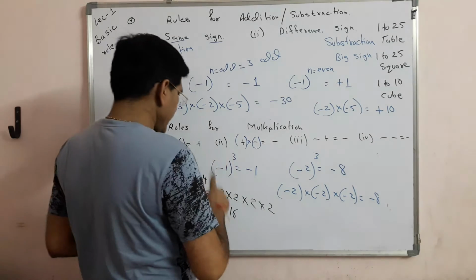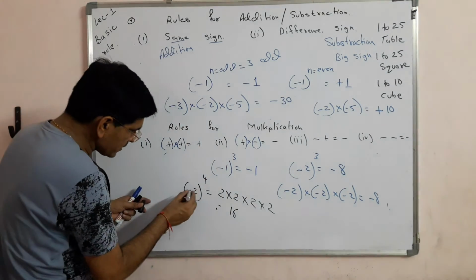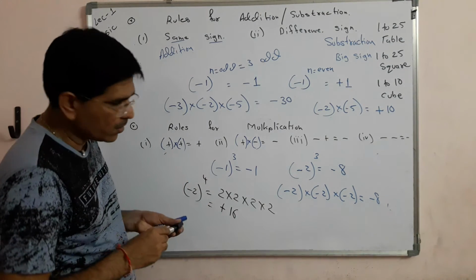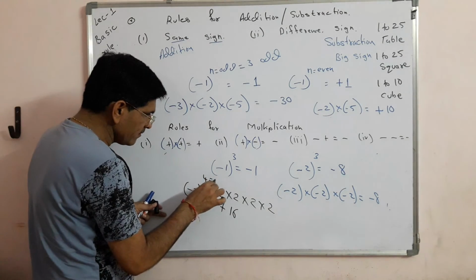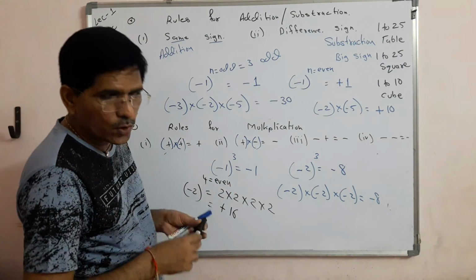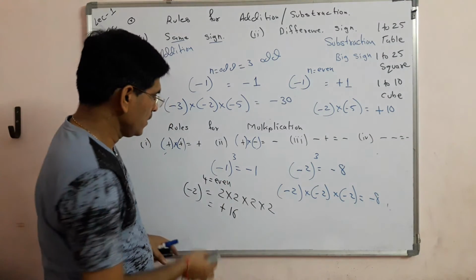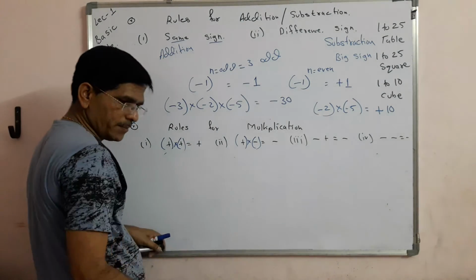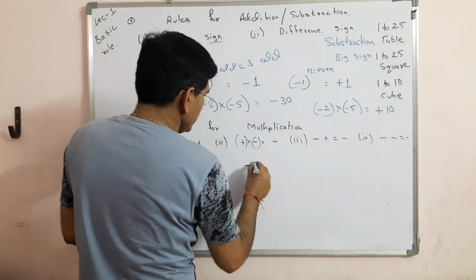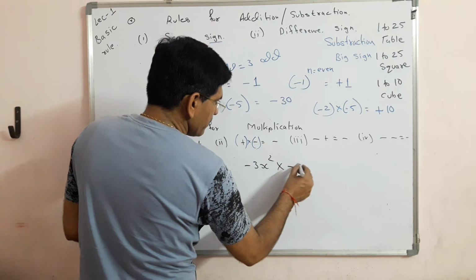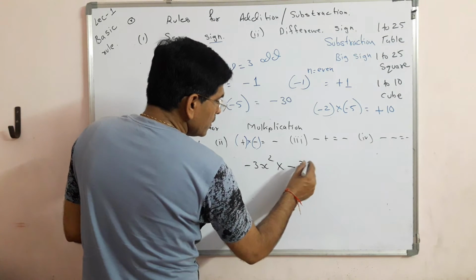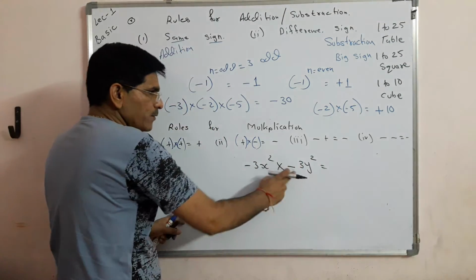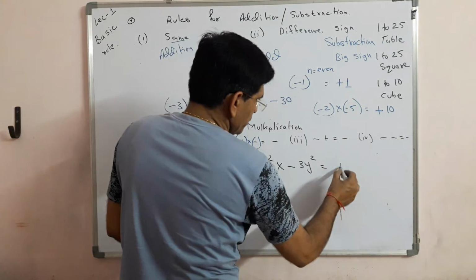So when the negative sign is even in number, the answer is always plus. When it is even, it is always positive. Now you can use this for variables also. When a variable is there, what do we have to do in multiplication? If I do minus 3 x square multiplied by minus 3 y square, how many times is the negative sign there? 2 times. So the answer is positive.